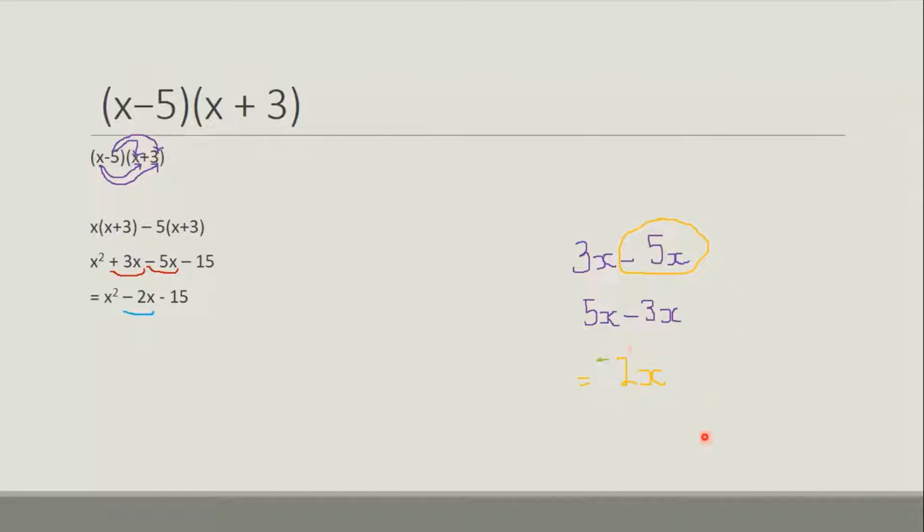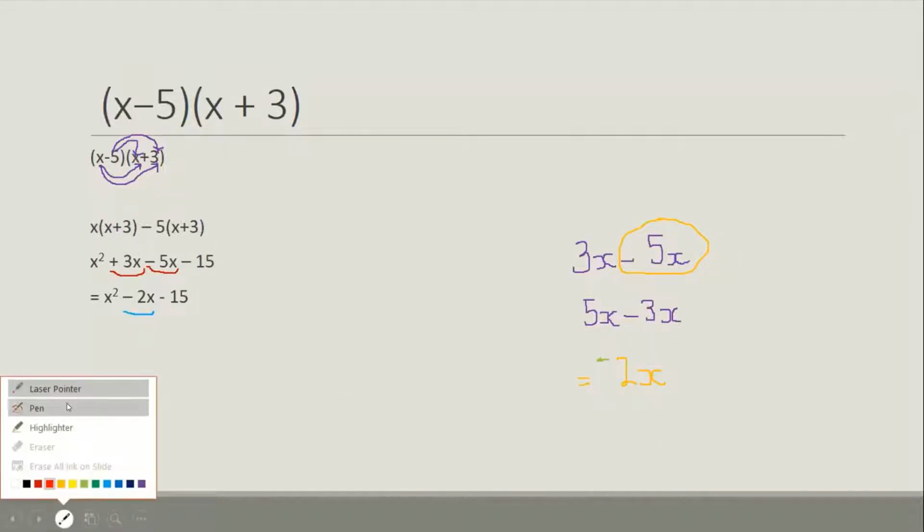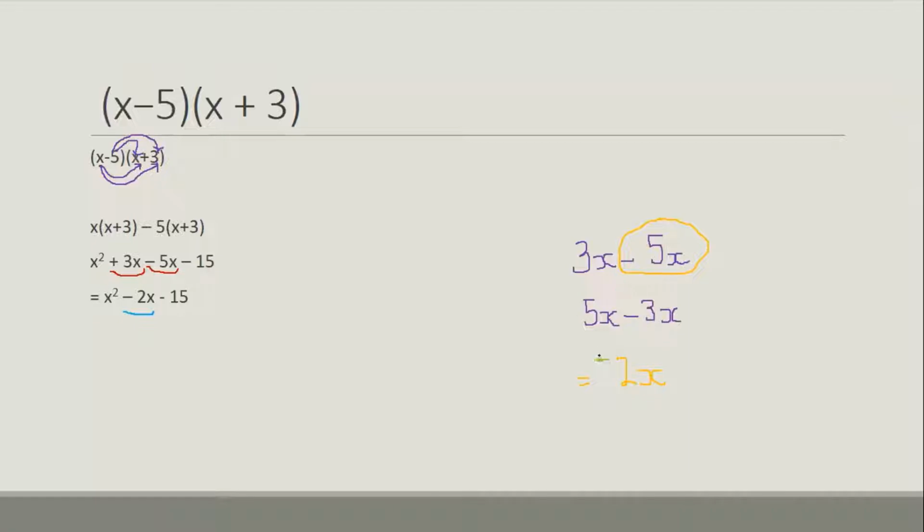But if you're using a method like this one, you always have to remember that the answer you get must have the sign of the biggest number, which is negative 5x. So if the bigger number, 5x, had a negative at the beginning before you changed it, you must make sure your 2 is a negative 2x. So when you transfer it back, it will be x squared minus 2x minus 15. The 15 didn't have any other like terms, so we just leave it the way it is. So it's x squared minus 2x minus 15.